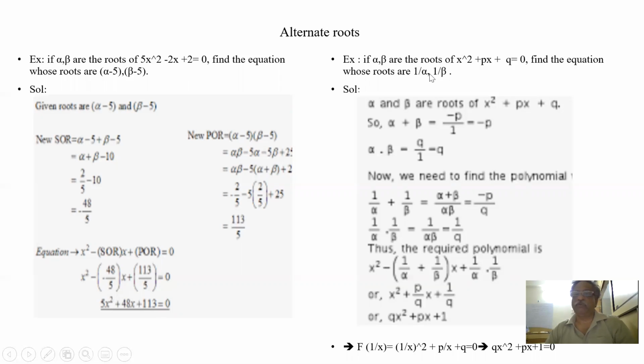Suppose I want roots 1 by alpha, 1 by beta. If alpha, beta are roots of this, what is alpha plus beta? Minus b. What is alpha beta? q. So for the new equation, the sum of the roots is 1 by alpha plus 1 by beta, that means alpha plus beta by alpha beta, so minus b by q. What is the product of the roots? 1 by q. So substitute: x square minus sum of the roots plus product of the roots, x square minus of minus b by q plus 1 by q. So qx square plus px plus 1.